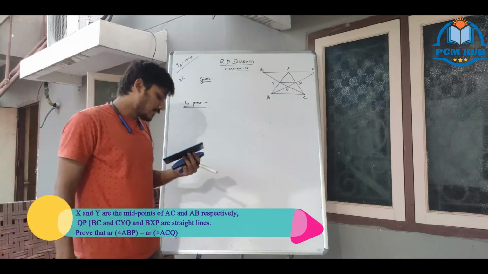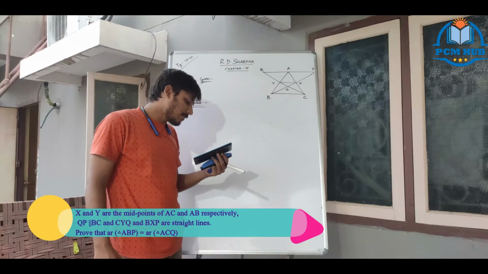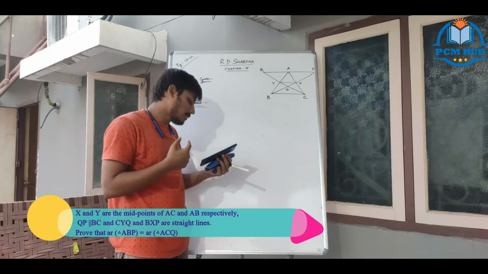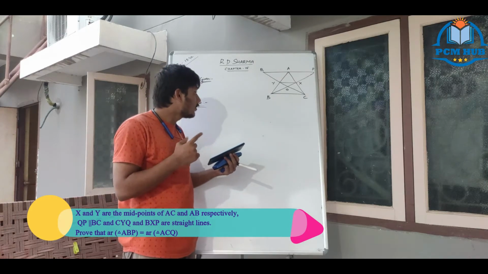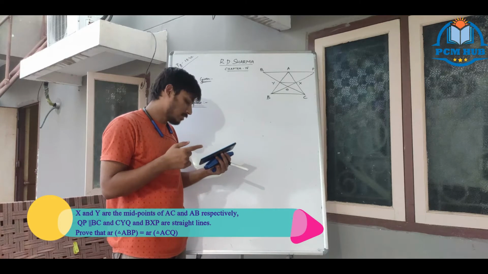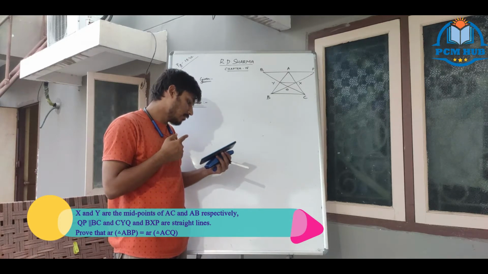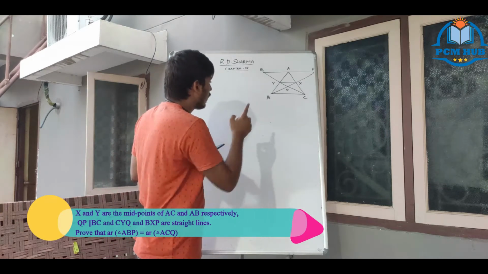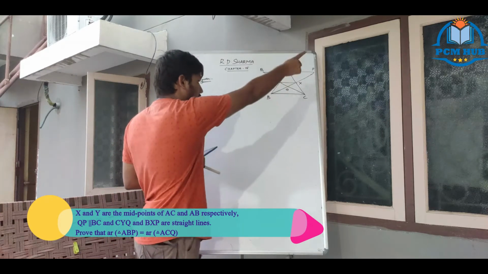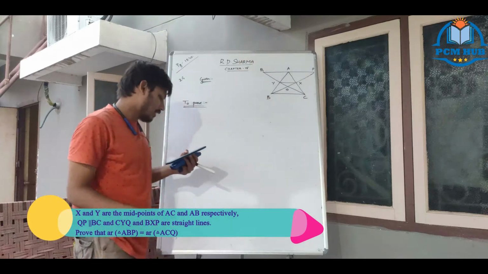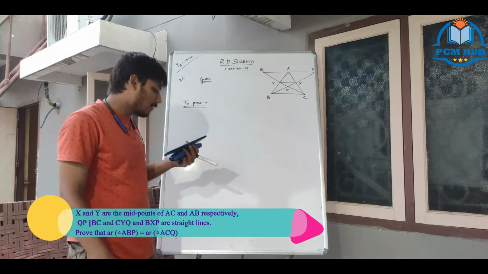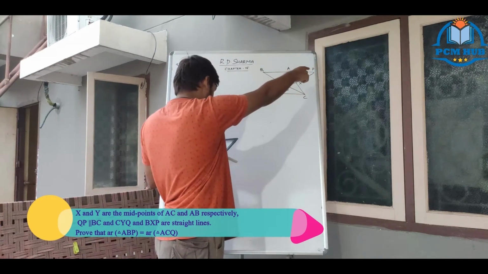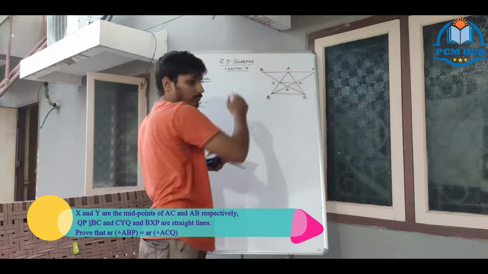In figure 15.87, problem number 25, X and Y are the midpoints of AC and AB respectively. QP is parallel to BC, and CYQ and BXP are straight lines. Prove that the area of triangle ABP, ABC is equal to area of triangle ACQ. That's it.